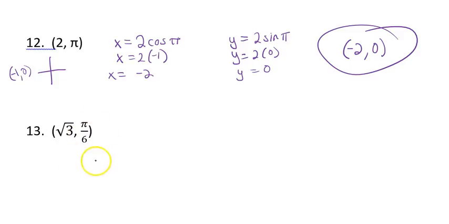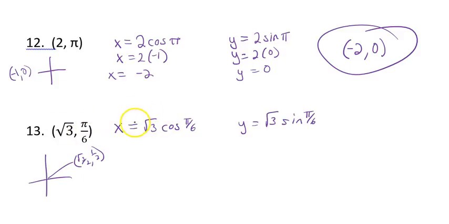So you may want to pause now and try 13 on your own. Okay, so again, you would set it up. x equals your radius times your cosine of theta, so square root of 3 cosine pi over 6. Your y is your radius times your sine of the angle, so square root of 3 times the sine of pi over 6. And then you have to think about your unit circle. What is the point at pi over 6? And that point is (square root of 3 over 2, 1/2).